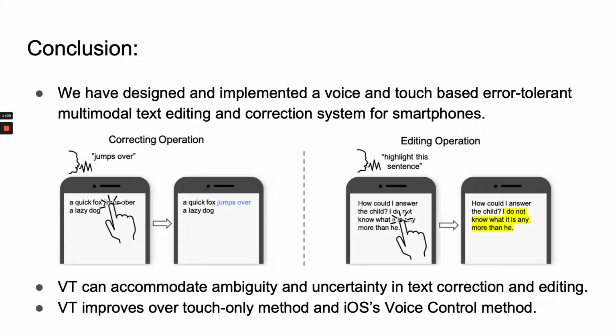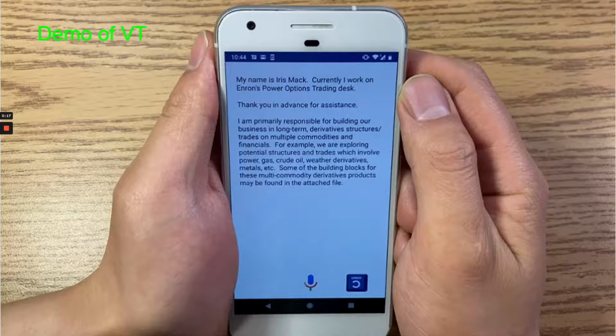Conclusion. First, we have designed and implemented a voice and touch-based, error-tolerant, multimodal text editing and correction system for smartphones. Second, VT can accommodate ambiguity and uncertainty in text editing and correction. Third, VT greatly improves the performance of text editing and correction over the touch-only method and the iOS voice control method. This is a demo of using VT to edit and correct text.